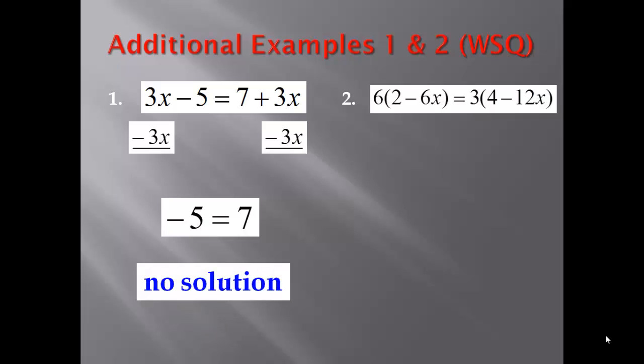For number 2, we have 6 times the quantity 2 minus 6x equals 3 times the quantity 4 minus 12x. Our first step is to use the distributive property. 6 times 2 is 12, and 6 times 6x is 36x. So on the left-hand side, we have 12 minus 36x. On the right-hand side, we're going to do 3 times 4, which is 12, and 3 times 12x, which is 36x. So on the right-hand side, we have 12 minus 36x.